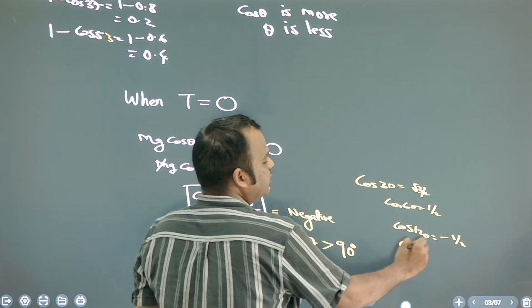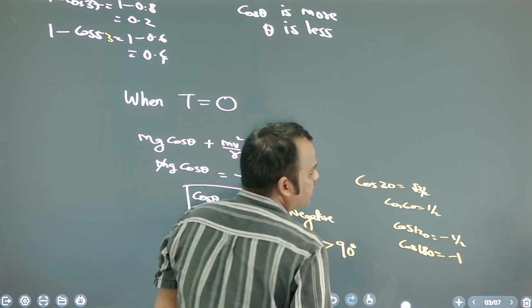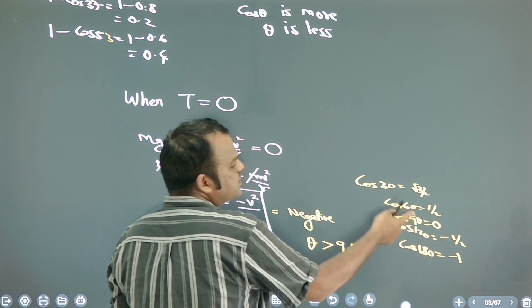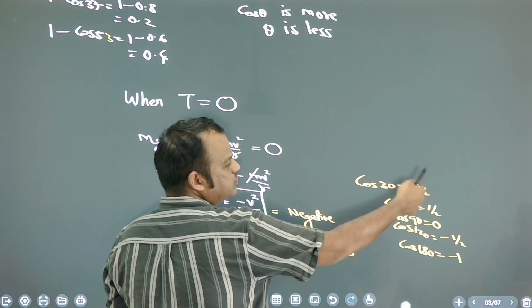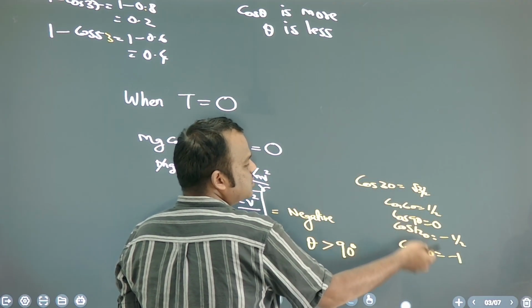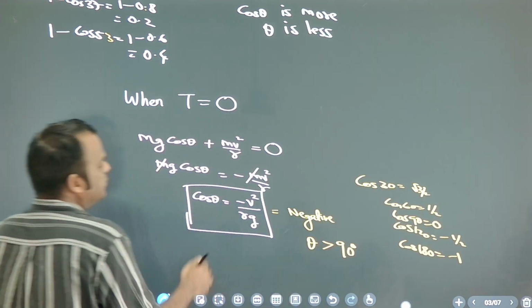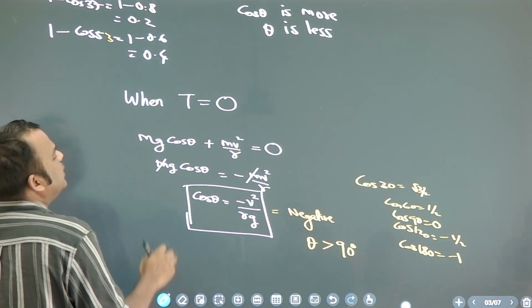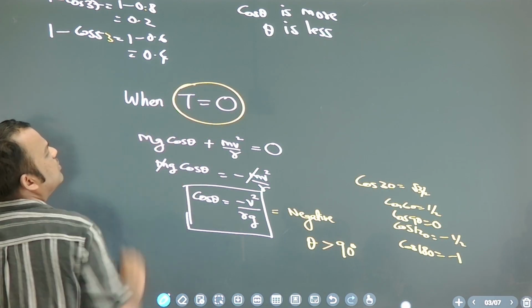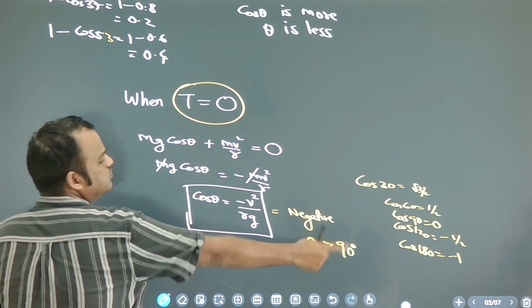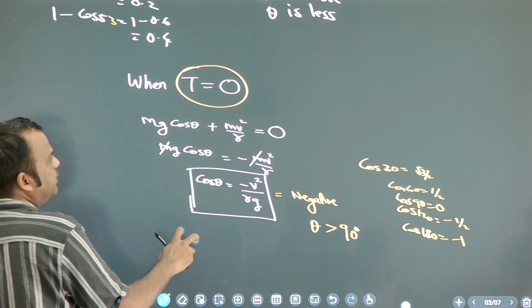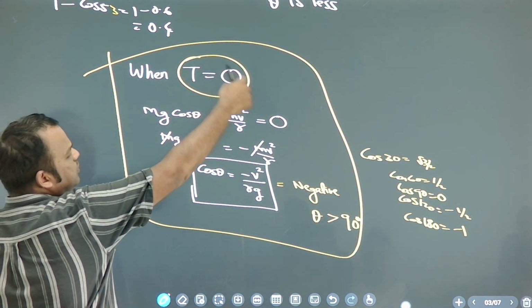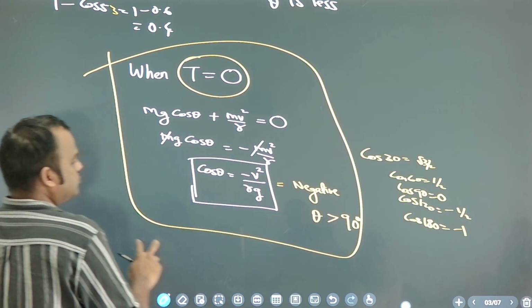Cos 180 is minus 1. Cos 90 is 0. When angle is less than 90, cos theta is positive. More than 90 means cos theta negative. So cos theta negative means theta more than 90. So when is tension 0 possible? When theta is more than 90. Okay. You note down this point also, important it is. Tension is 0 only when theta is more than 90.